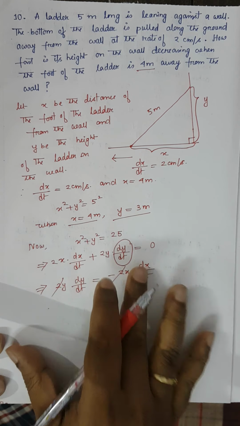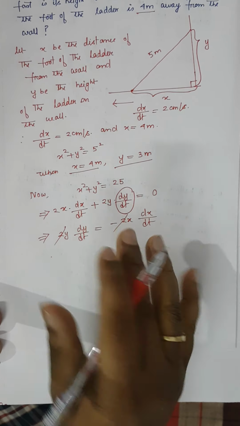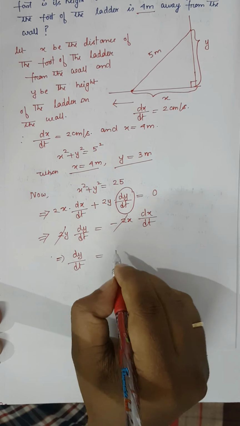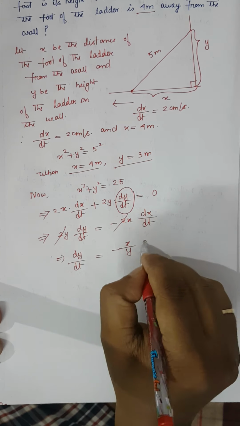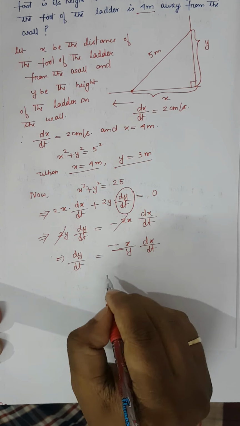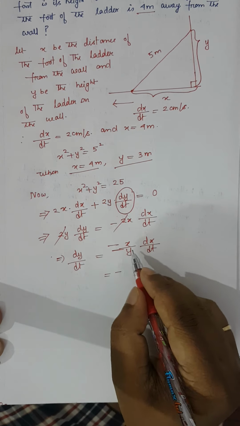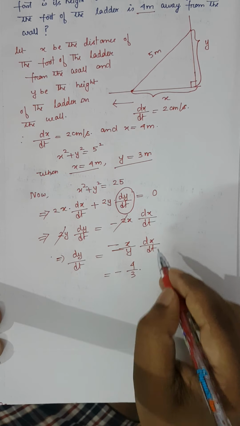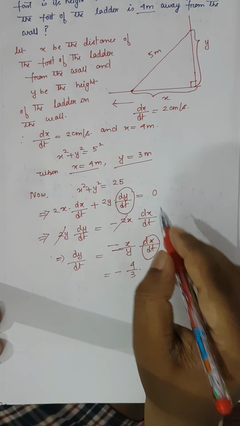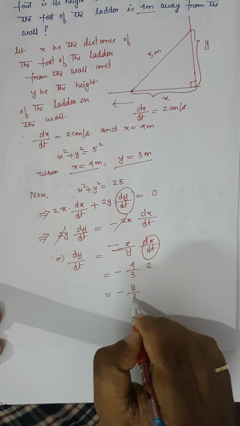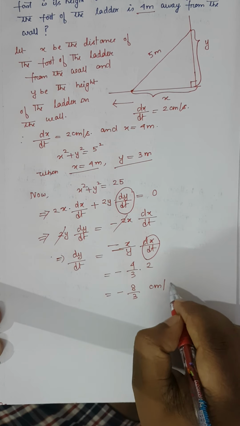2 cancel. So after calculation you will find the value of dy/dt is equal to minus x by y dx/dt. If I place x equal to 4, y equal to 3, and the value of dx/dt equal to 2, the result is minus 8 by 3 centimeter per second.